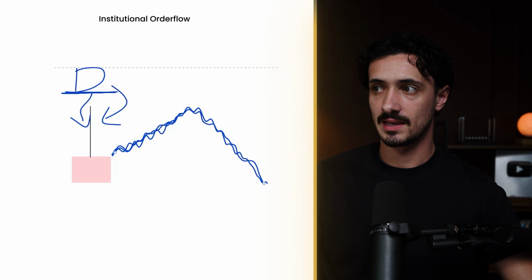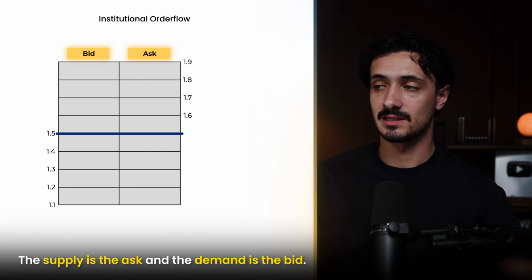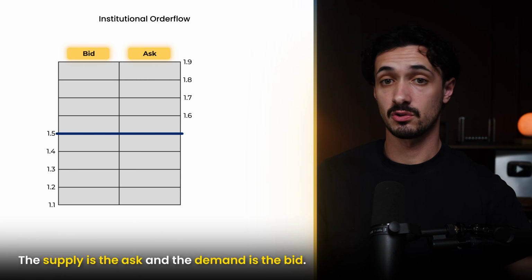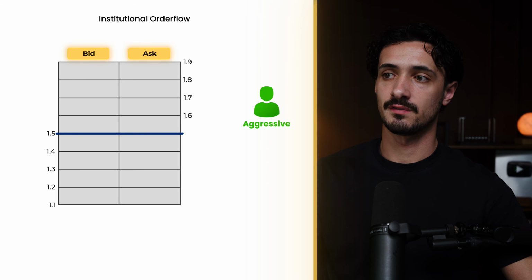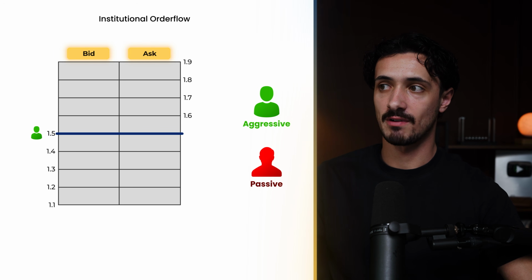And all of this is simply the supply and the demand. The supply is the ask and the demand is the bid. And there are two different types: there is aggressive and there is passive. The aggressors attack the ask. If you're an aggressive buyer, you attack the ask. You don't wait for price to come to you, you go to price and you're willing to buy at that price right now. If you're a passive buyer, you're sitting and waiting for price to come to you.